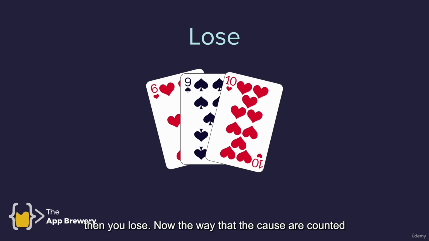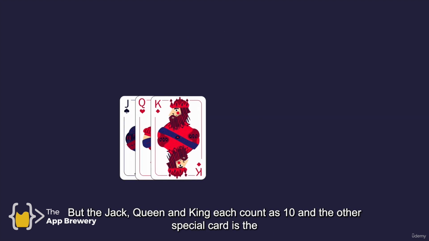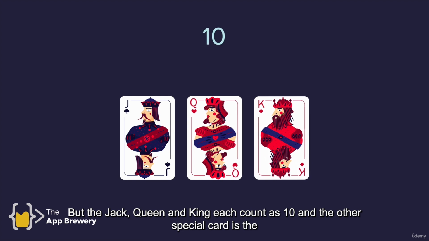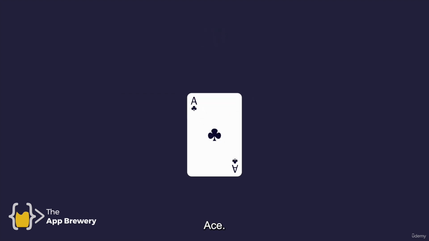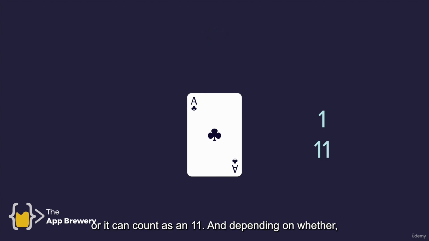Now, the way that the cards are counted is that all the cards from 2 to 10 count as their face value. So a 6 is a 6, a 9 is a 9, etc. But the jack, queen, and king each count as 10. And the other special card is the ace. Now, the ace can either count as a 1 towards your total, or it can count as an 11. And depending on whether you've gone over 21 or whether you're under 21, you can decide which value you want your ace to represent.